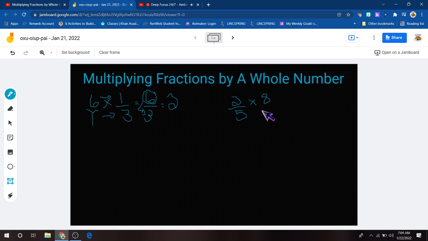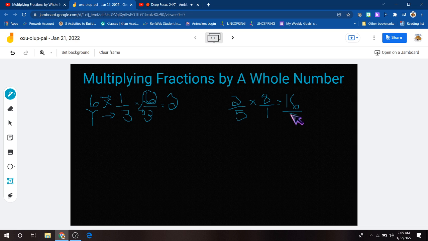So let's do that again one more time. We have 2/5, and we have to multiply that by 8, which is a whole number. So again, we just add a denominator at the bottom, number 1, and now it's no longer a whole number, but actually a fraction. And again, we just multiply across. 2 times 8 will give us 16, and 5 times 1 will give us 5.